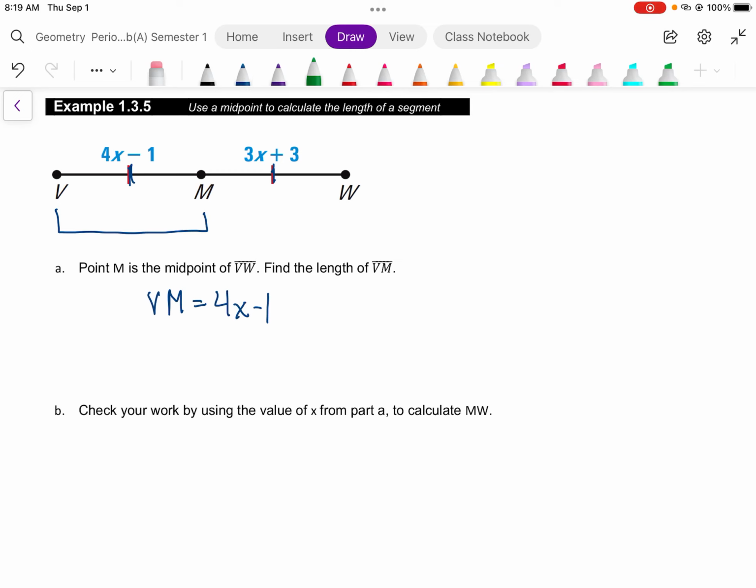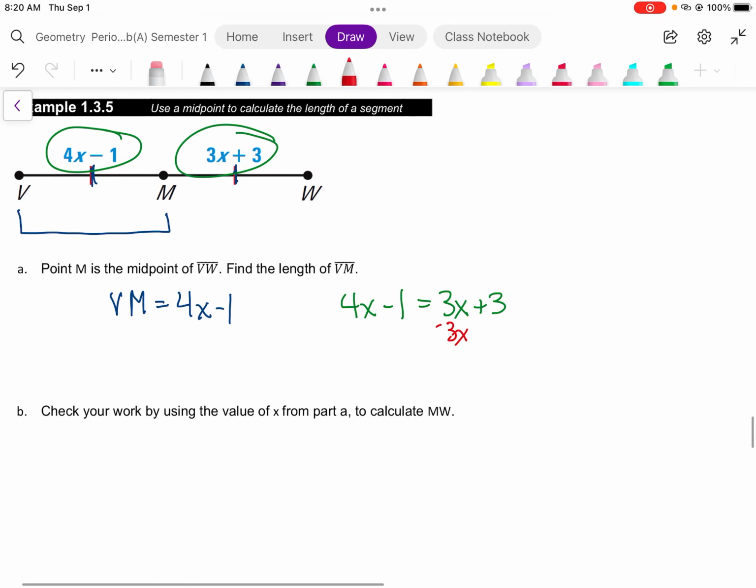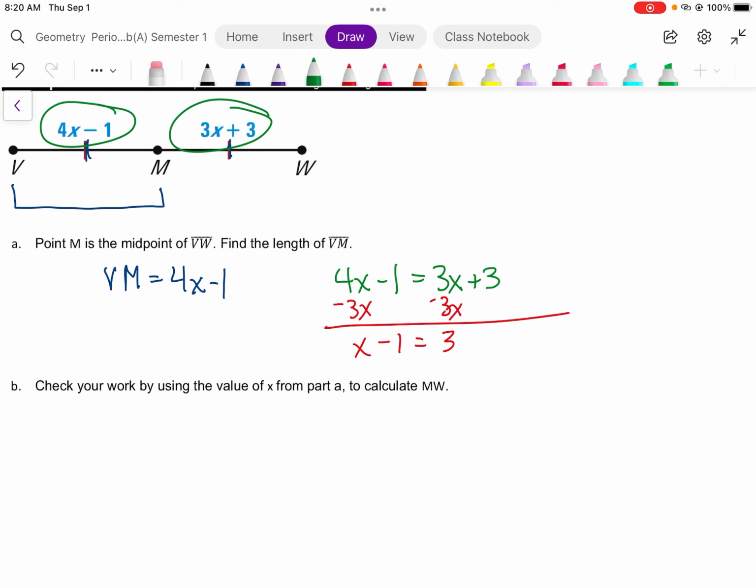And knowing that our midpoint made these two segments congruent to each other, we're going to set them equal. So we'll have 4x minus 1 equals 3x plus 3. And we're going to go ahead and solve. So if you want to pause the video and try to solve for x and then find VM, you can do that. While you were solving, you should have got where you have x minus 1 equals 3. If you did it the other way, where you added 1 first, that's okay. But in the end, you should get that x is equal to 4.